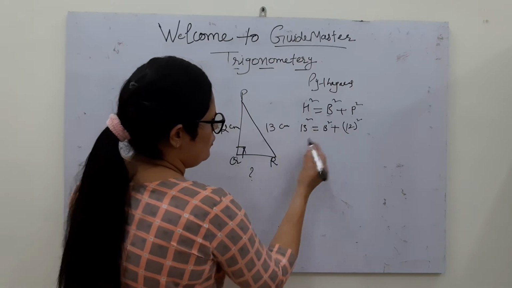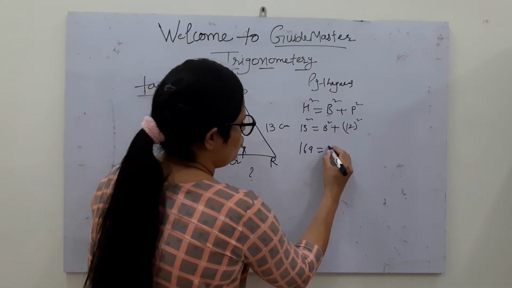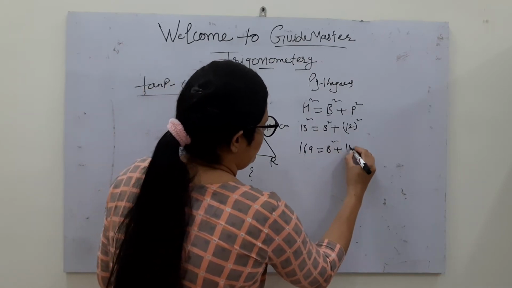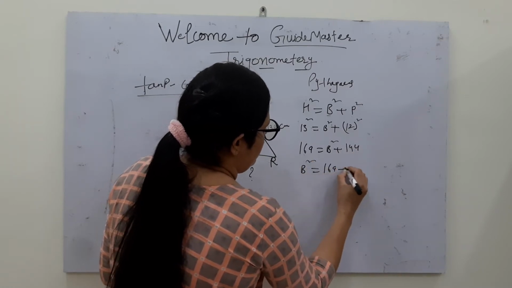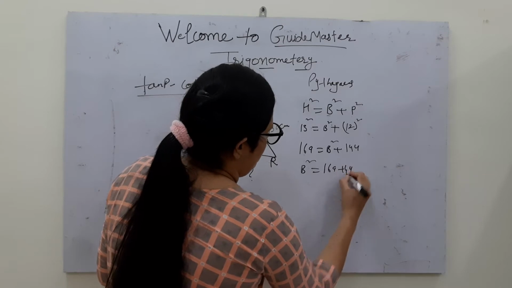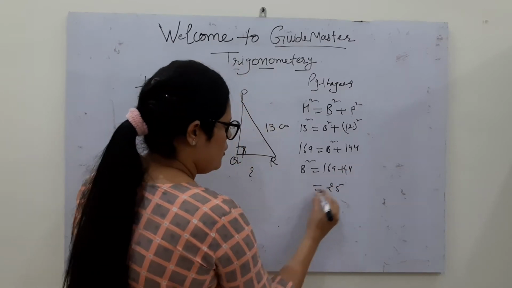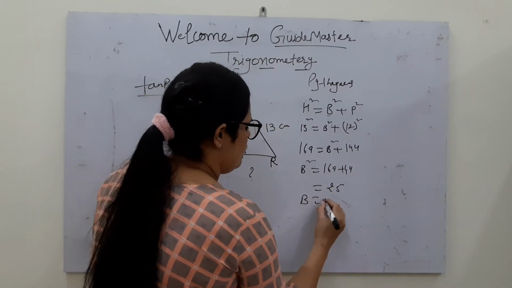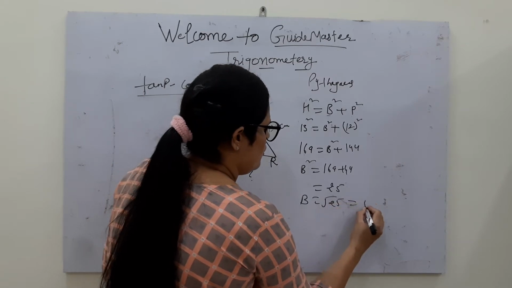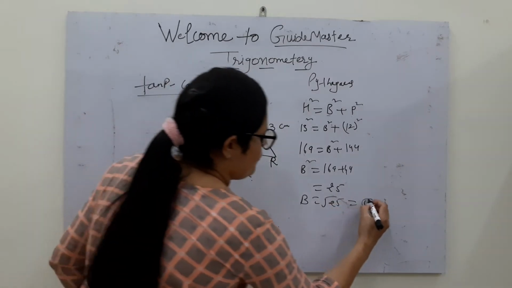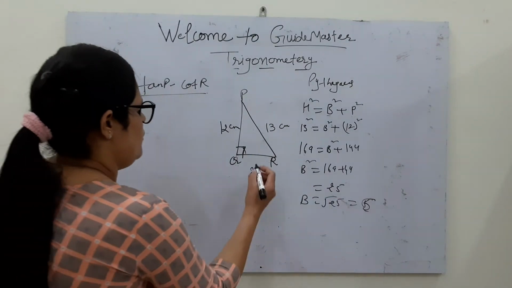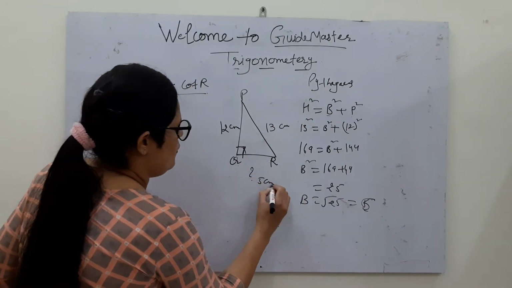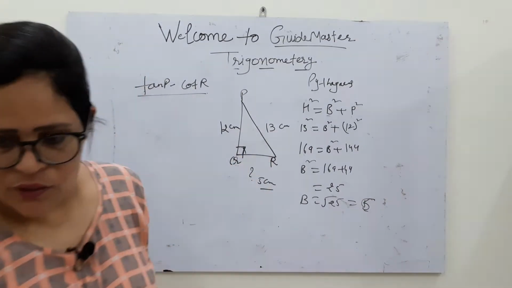So 169 is equal to B square plus 144, and B square is equal to 169 minus 144, that is 25, and here B becomes 5. B is equal to 5. This is the base.